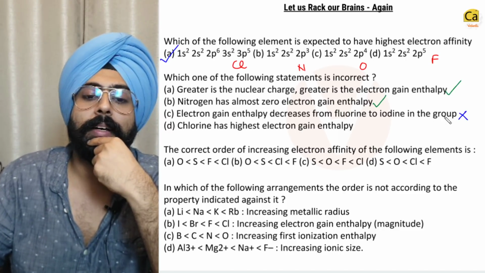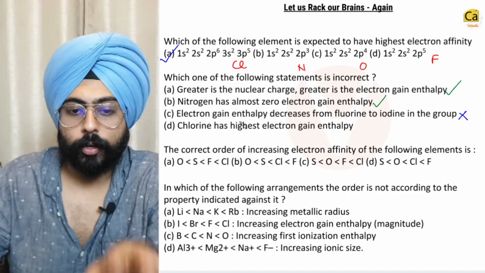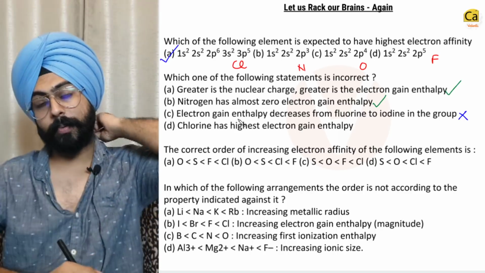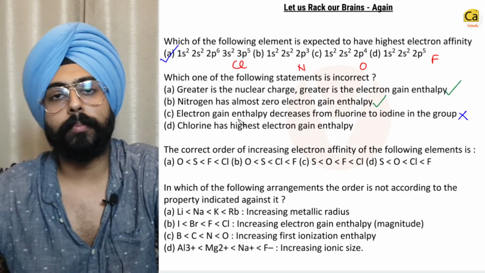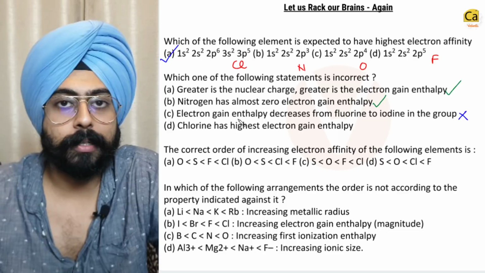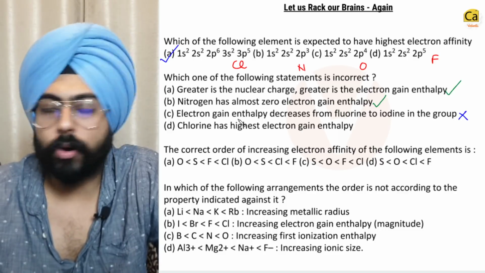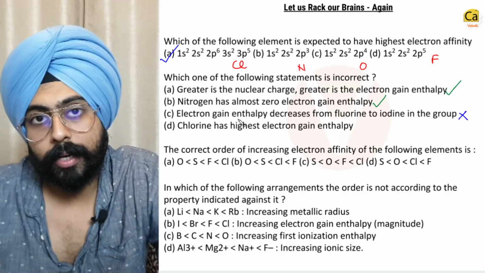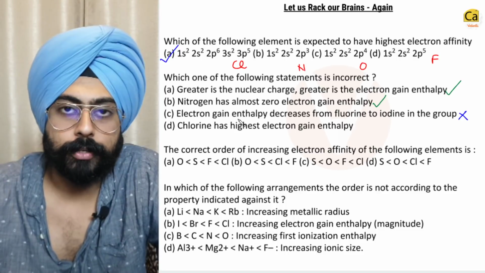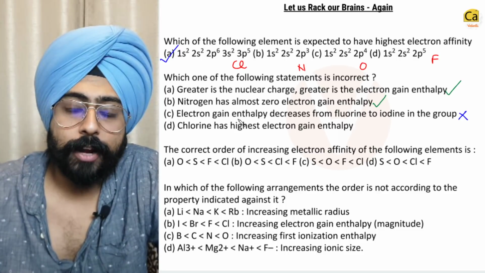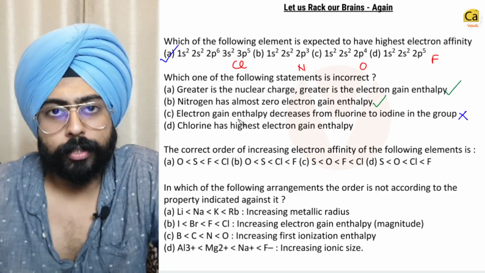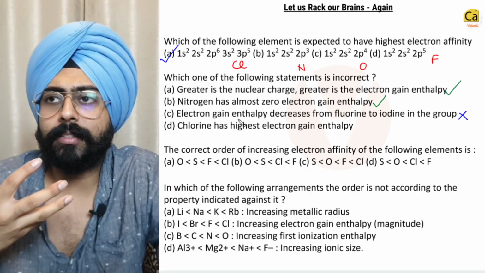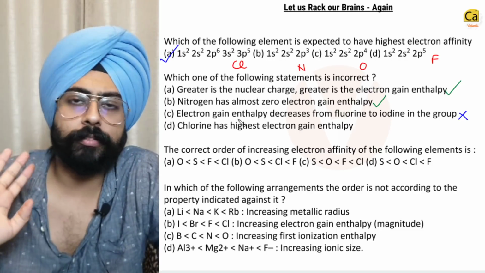Electron gain enthalpy, and we are talking about the magnitude. Now remember, in the previous class I told you that we always worry about the magnitude, not about the sign. We are only worried about the magnitude. The sign just tells us that we are releasing energy and not withdrawing energy. So the sign for a chemist signifies release of energy or withdrawal of energy.